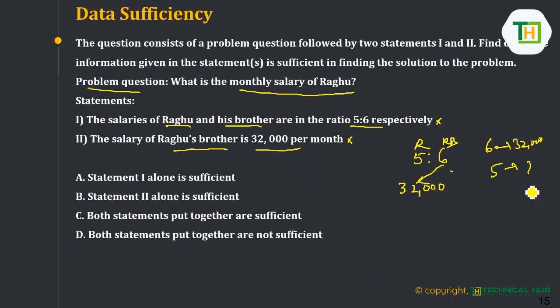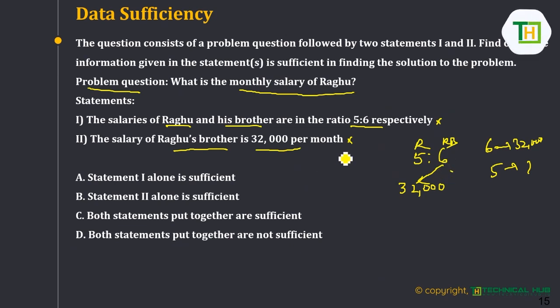So combining both statements, does an answer come or not? You have to check whether the answer comes or not. We are not concerned with the exact answer in data sufficiency. Okay, so when you combine statements 1 and 2, we can give the answer to the problem question.